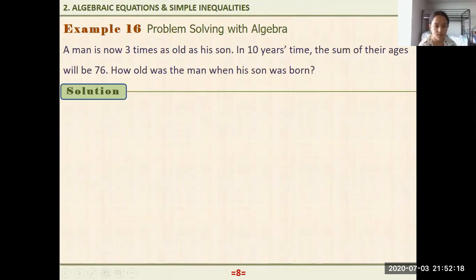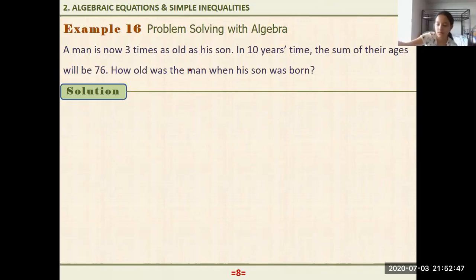Can you read the problem? A man is now 3 times as old as his son. In 10 years' time, the sum of their ages will be 76. How old was the man when his son was born? Very good. In math, we call this kind of problem an age problem. In solving age problems, I suggest you draw a small table.